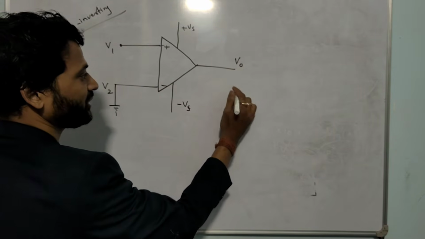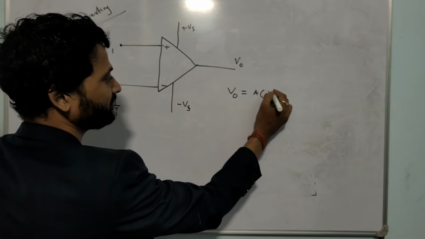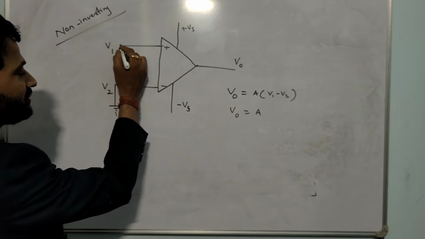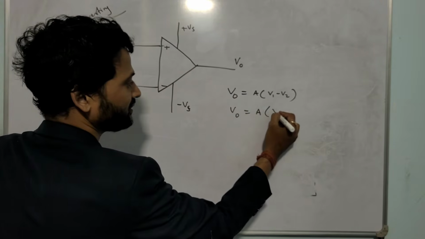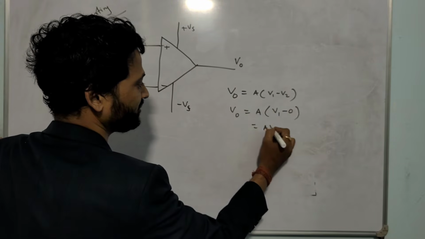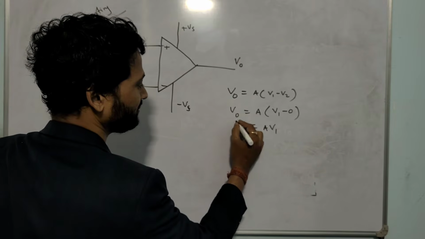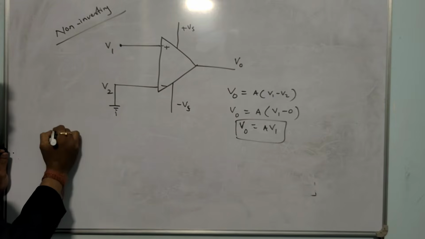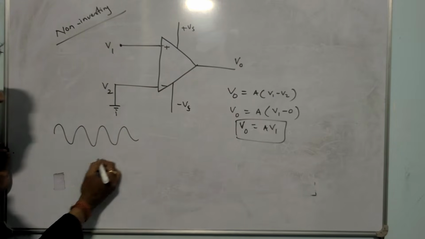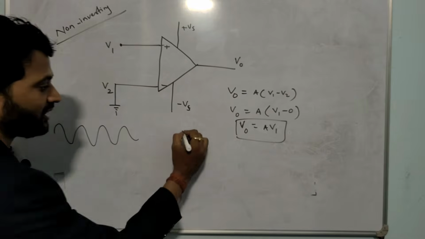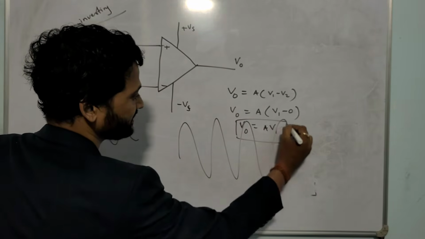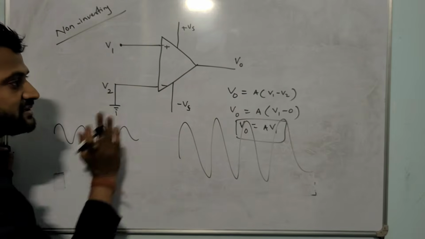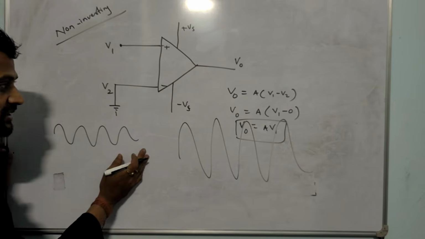So tell me what is the output? Output क्या है? जल्दी बोलो, output क्या होगा? Gain into input difference. So here gain is A. What is input? V1 minus of 0. So V1 minus 0 is A into V1. मतलब what you are getting? V0 is A into V1. So if input is like this, ये low signal or weak signal, output will be high signal, and there is no phase difference. Both are in same phase.